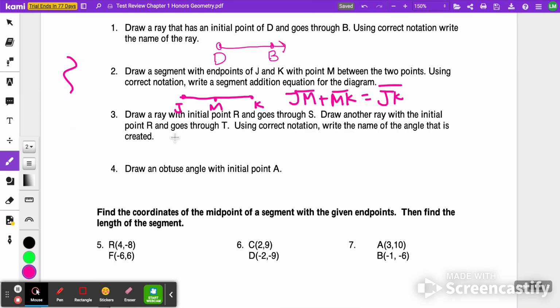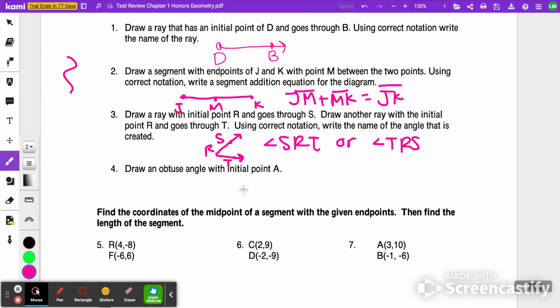Draw another ray with the initial point R and goes through T. Using correct notation, write the name of the angle that is created. So a ray that's point R would start like this, going to point S, and then doing the same thing to point T. And then we can name this angle as angle SRT. You could also reverse that and say this is angle TRS. Just to make sure that you're including all 3 of those letters. These are the 2 ways we'd want to do that.